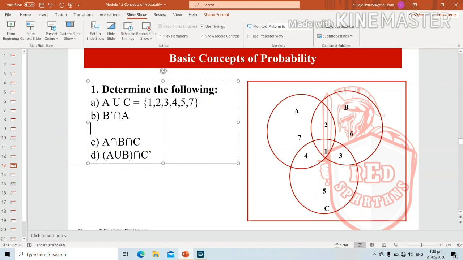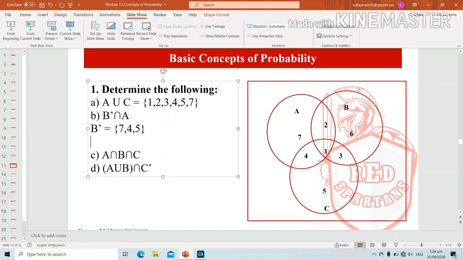The next, proceed tayo sa B complement intersect A. So pag sinabi nating B complement, hindi kasama sa B. So alin ba ang B natin? Ang B natin ay ito. So ibig sabihin ng hindi kasama sa B ay 7, 4, 5. So kunin muna natin. B complement is equal to 7, 4, 5.